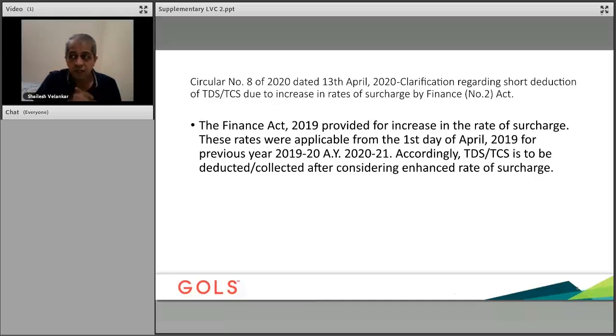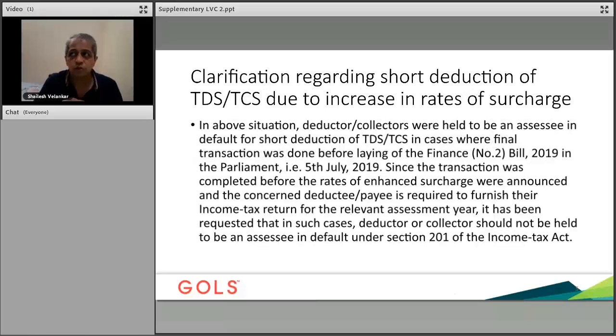Okay. Now, in the meantime, what started to happen, that income tax authorities... Now the companies had not deducted the surcharge from 1st April to 5th July. 5th July was the date when it was passed by the Parliament. The companies had not deducted because they were waiting for the Parliament to pass it. So for April, no surcharge was deducted. For May, no surcharge was deducted. For June, no surcharge was deducted. The company started deducting from July. So for these 3 months, there was no surcharge deducted.